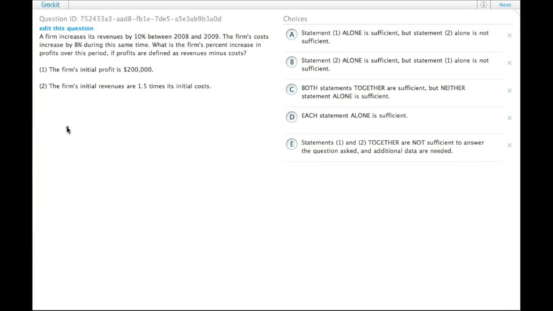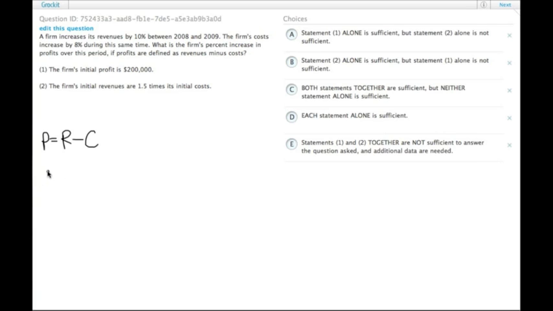Okay, a firm increases its revenues by 10% and then increases its costs by 8%. And we need to figure out what the percent increase is if the profits are defined as revenues minus costs. So P equals R minus C. P equals profit, R equals revenue, C equals costs.